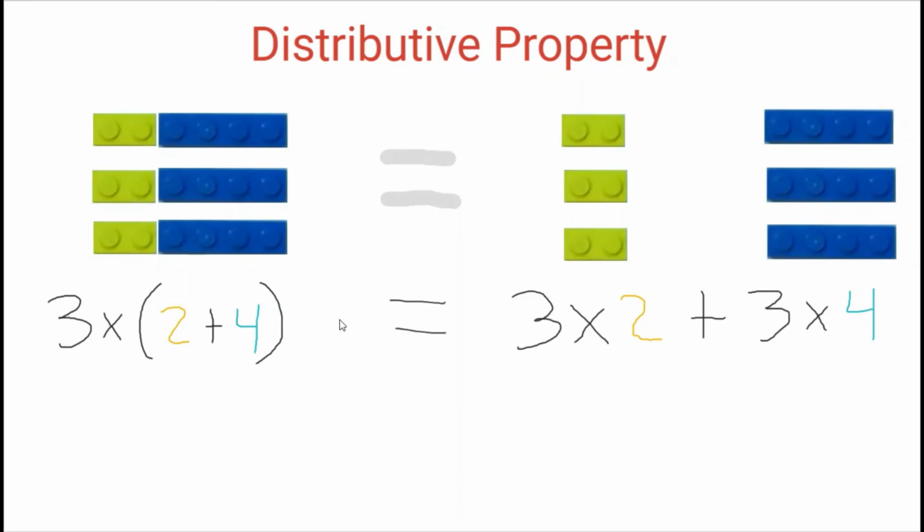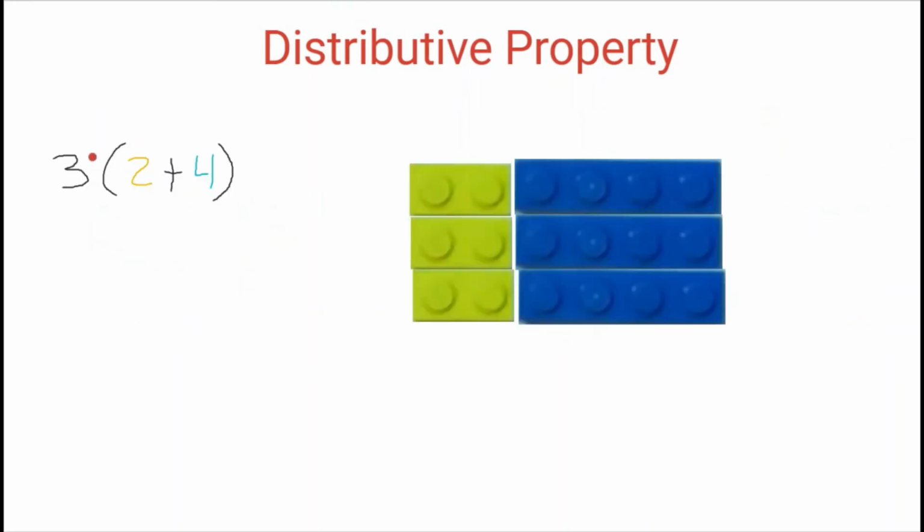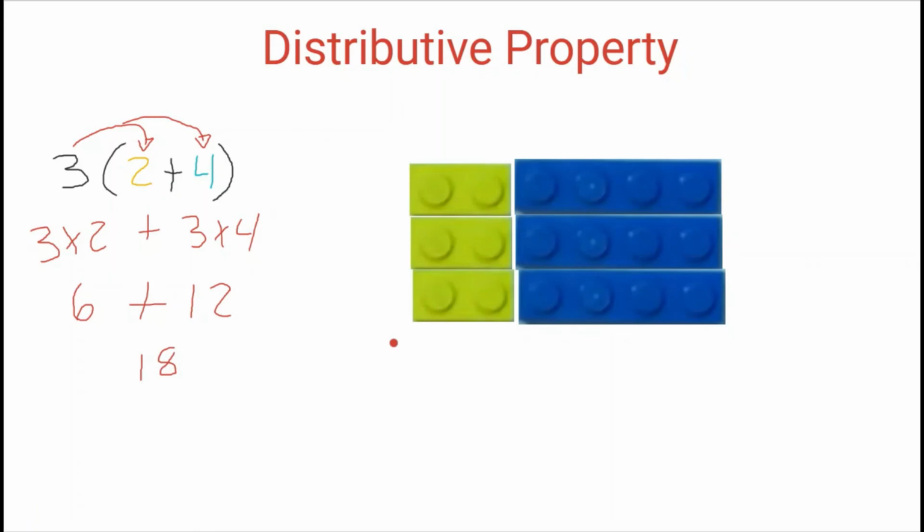So the distributive property tells me I can take a number on the outside of the parentheses and distribute it to everything on the inside of the parentheses. So I could break this 3 groups of 2 plus 4 into 3 times 2 plus 3 times 4. And then I would use my order of operations. I know I have to multiply before I can add. So 3 times 2 would give me 6, and 3 times 4 would give me 12. And then I can add these two together. 6 plus 12 would give me 18. So I would have 18 little dots on my Lego.